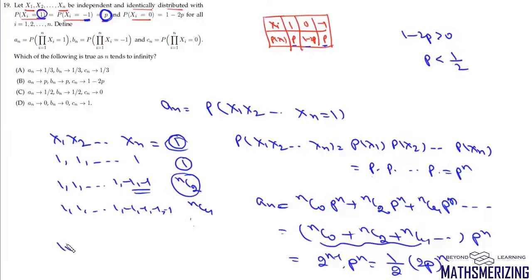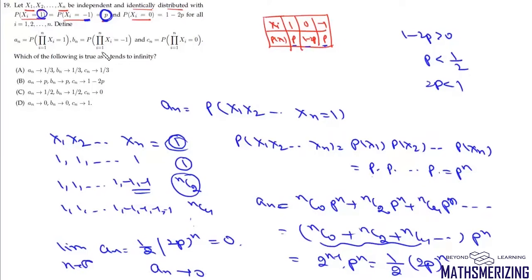Now we'll take this limit. As n tends to infinity, An will be 1 by 2 and then 2P to the power n. Now 2P is less than 1. So if 2P is less than 1, then 2P to the power infinity will be simply 0. So the value of An tends to 0.